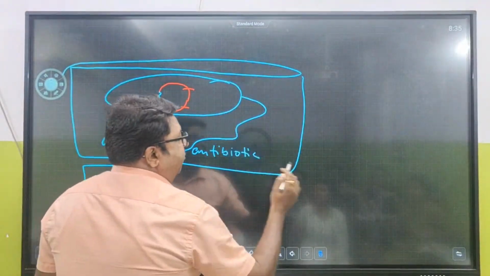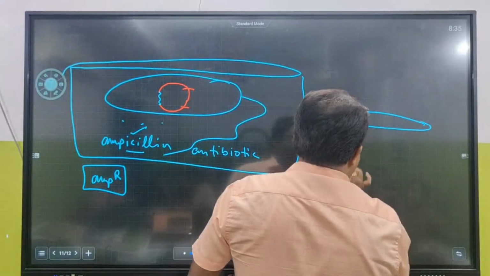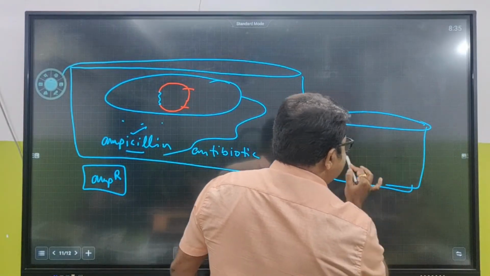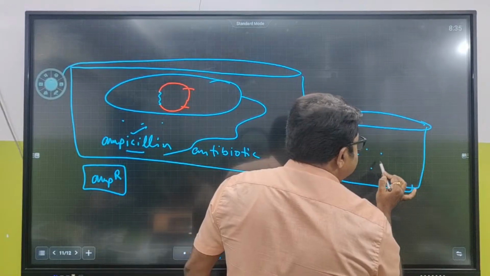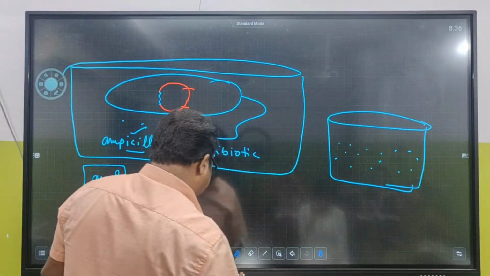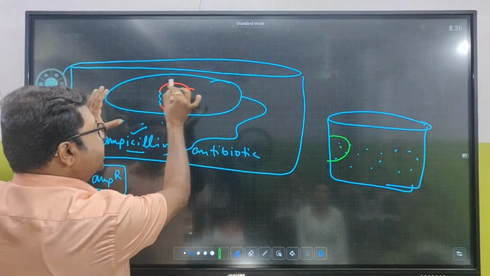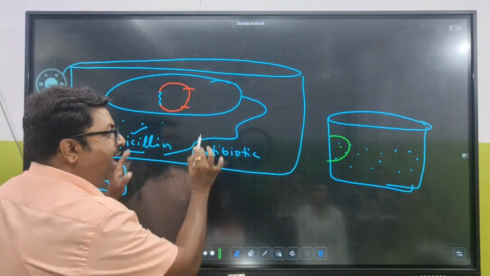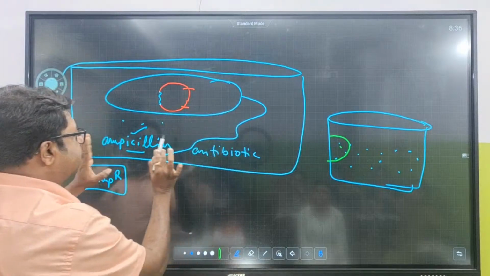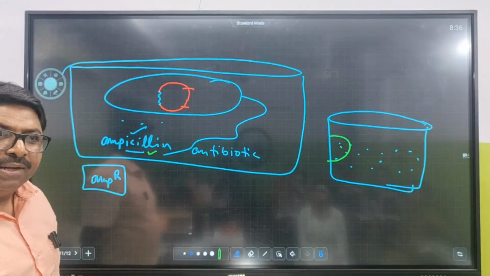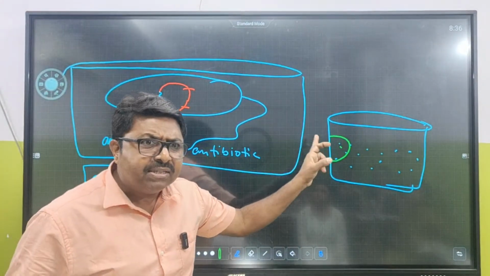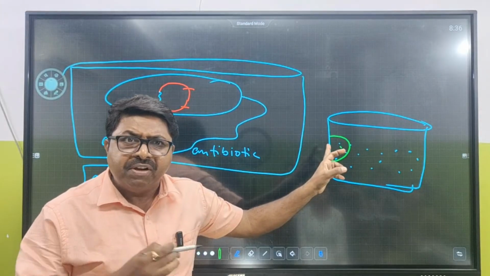Now say for example, this is a master plate where bacteria is present. We have taken this portion of the bacteria and cultured this, and found that this portion of the bacteria is not growing in ampicillin medium. That means this portion of the bacteria has our gene of interest inside it.